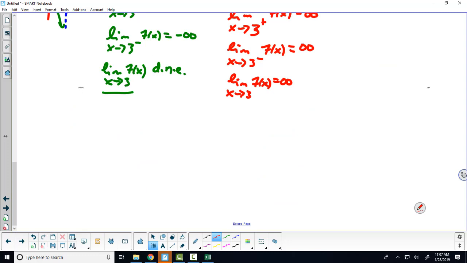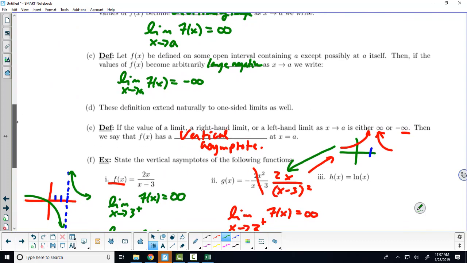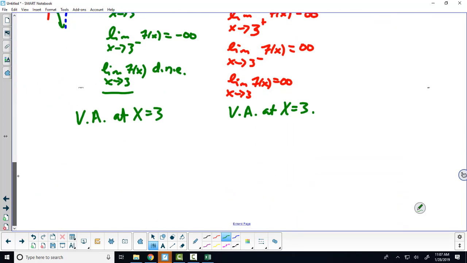Okay, so in both of these cases, we have shown that there is a vertical asymptote at x equals 3 for both of these functions. Why? Well, look at our definition of a vertical asymptote. If any one of those three limits comes out to be infinity, we say that there's a vertical asymptote there.